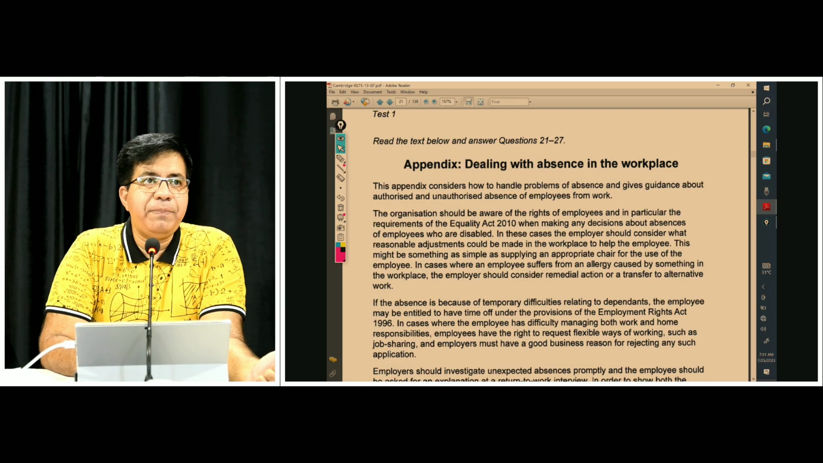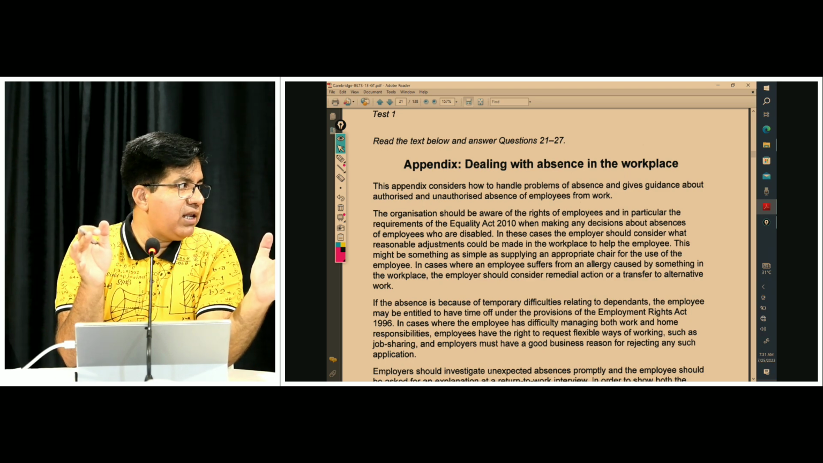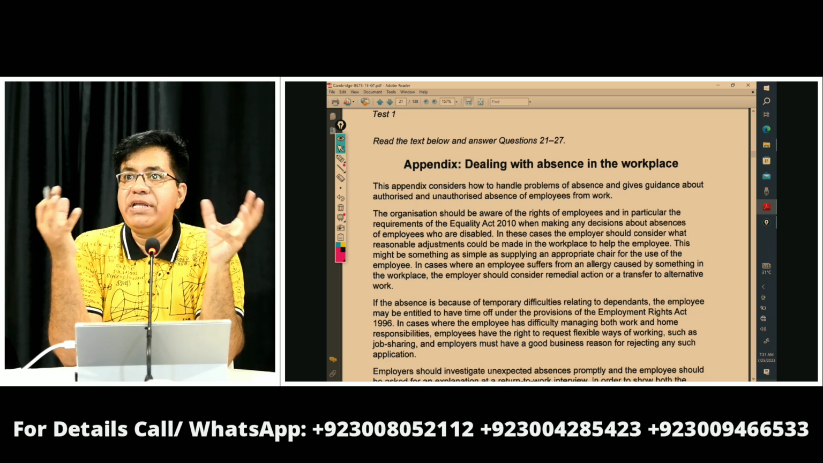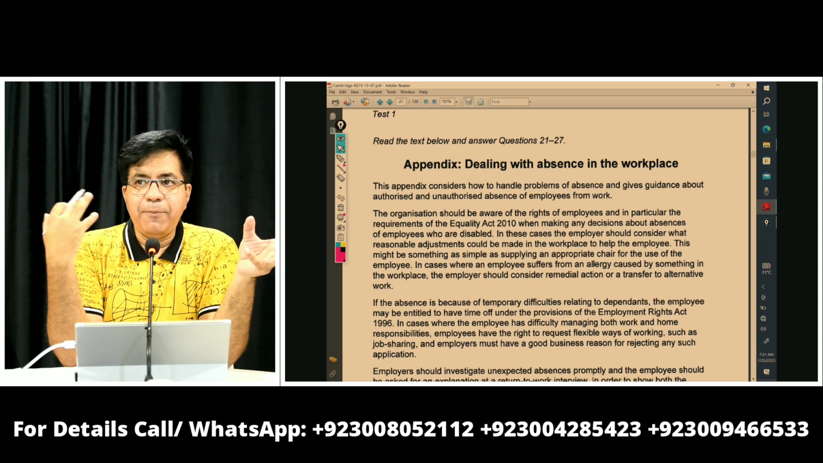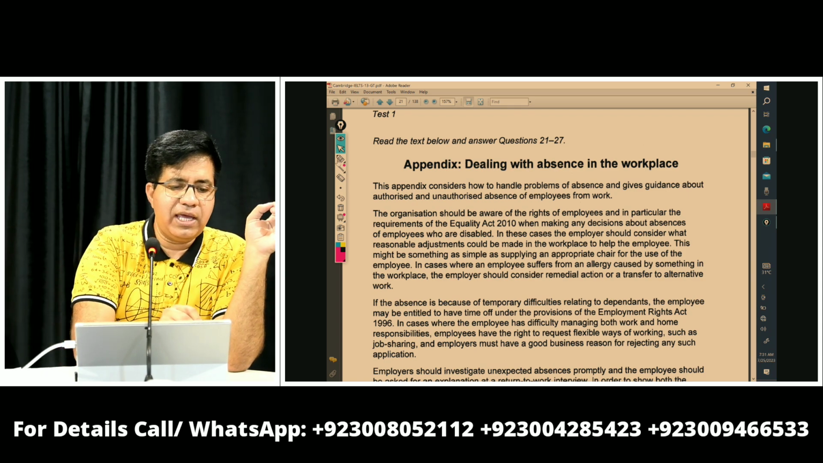Okay. Now, this is another passage, appendix, dealing with absence in workplace. Workplace means office. Absence means when the people are absent from their job. So how to deal with that? For example, a company, how to deal with absent employees. So the whole passage is about that. Okay. So let's just make a start.